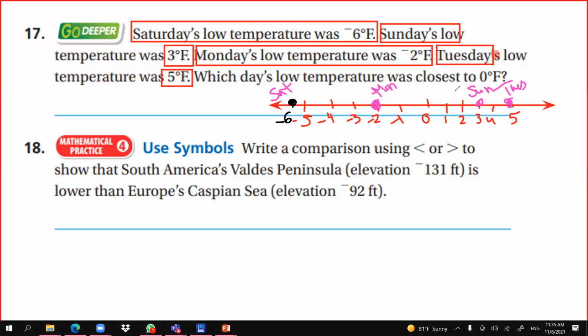So now after we plot them on the number line, the question is, which day's low temperature was closest to 0? Monday. Bravo, it was Monday, because look here. Let's go from 0 to the right, we have 3 steps. But to the left, we have only 2. So which is the closest? Monday. Bravo, thank you.